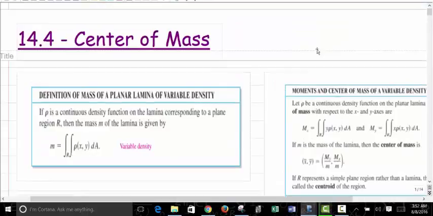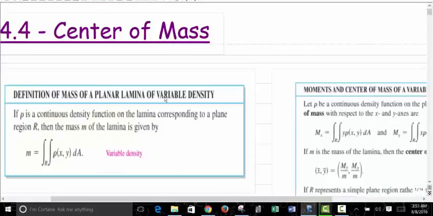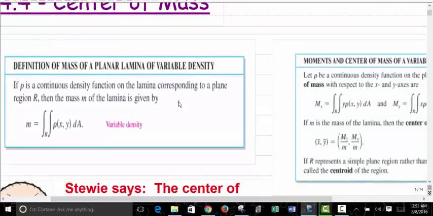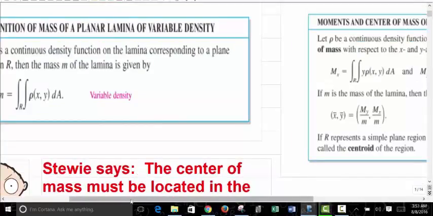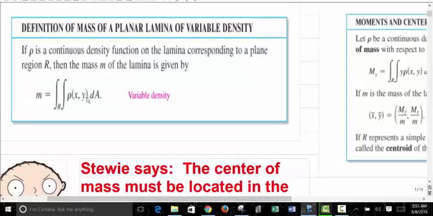It's represented by a density function, meaning it could be denser in some locations on the sheet than in others, so that would affect the location of the center of mass. The way you calculate the mass across some region is you have a given density function, and you evaluate the double integral of that density function across whatever region is being defined.